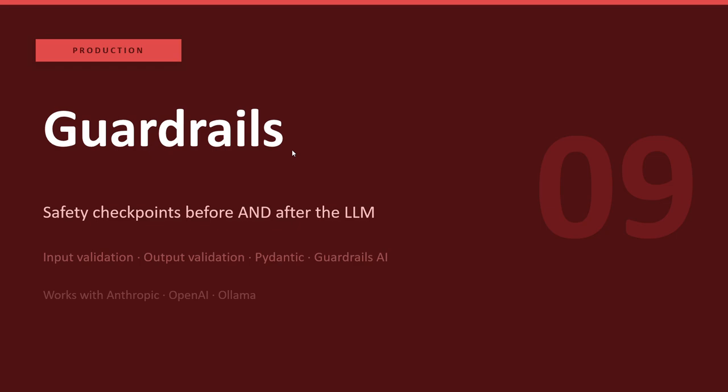This video is about guardrails. Still in the production layer. Every AI system you ship to real users needs safety rails. Not because AI is inherently dangerous, but because users will always try things you did not anticipate. This video shows you how to build input and output validation that catches problems before they reach your users or your language model. So, what is it?